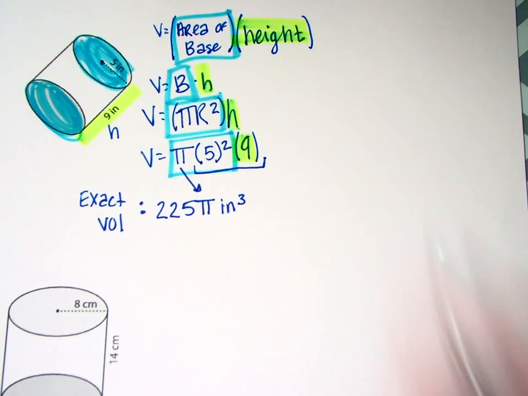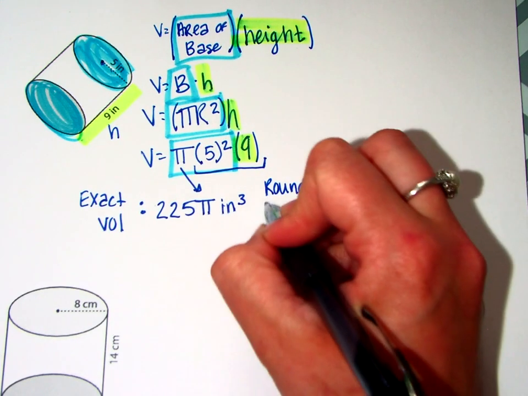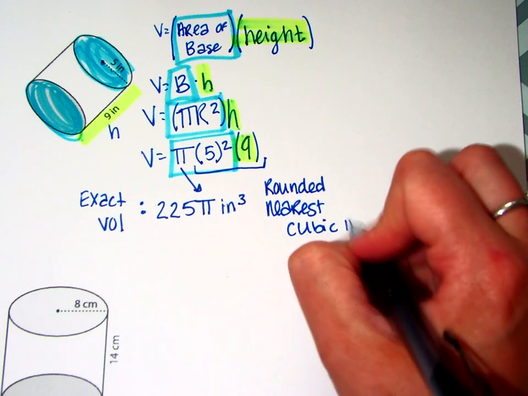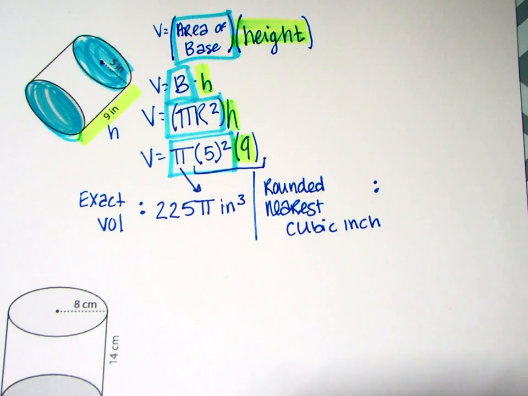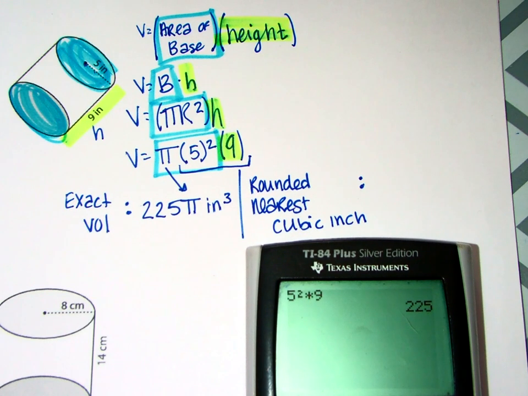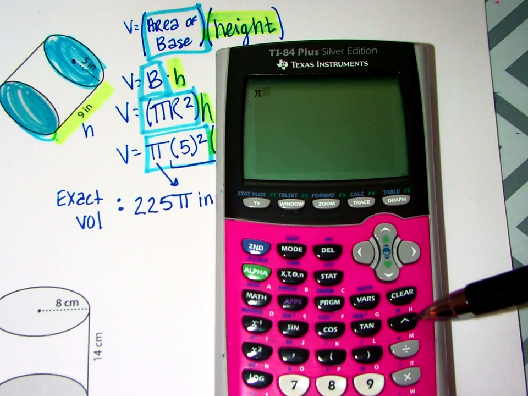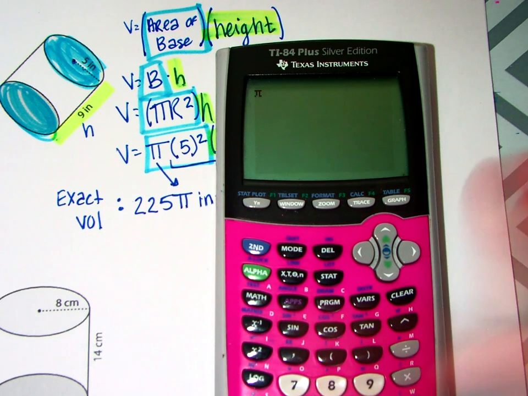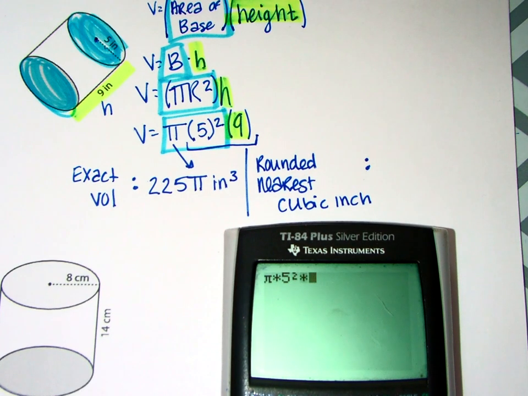Now let's say that we want volume rounded to the nearest cubic inch. Rounding something to the nearest cubic inch means I'm actually going to press pi. So the way I would do this is I would do second, arrow up. So the pi button is located right here. It's above this little arrow sign. So you press second, arrow, and we get pi. Then we're going to go ahead and do times 5 squared times 9.